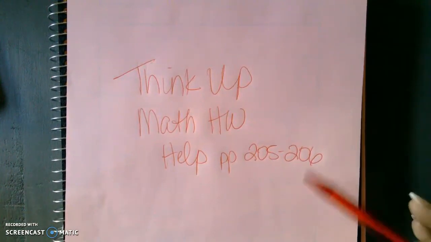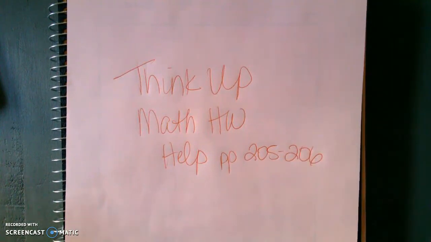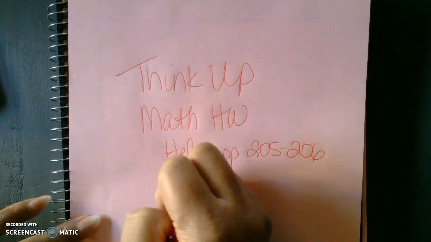All right, y'all. Here's a little bit of homework help on pages 205 and 206 in your Think Up Math book. This is on Pythagorean square models.